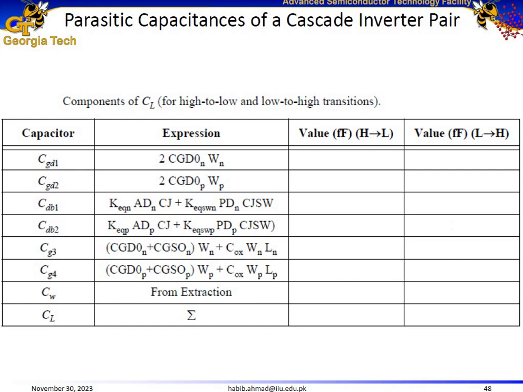But a high portion of your time would be spent on the calculation of the area of the drain of the NMOS and perimeter of the drain of the NMOS, because for the sidewall we need to calculate the perimeter, and then the area of the drain of the PMOS and the perimeter of the drain of the PMOS. So let us first focus on calculating the areas of the drains of the NMOS and PMOS and the perimeters of the drains of the NMOS and PMOS.